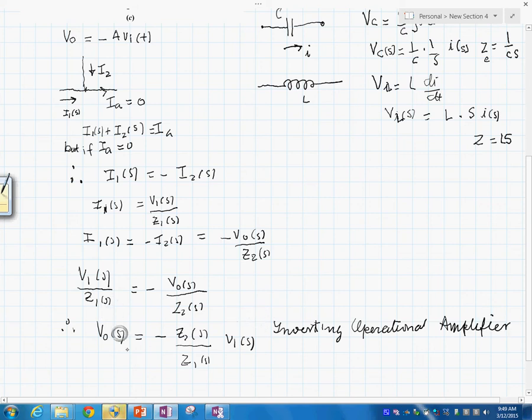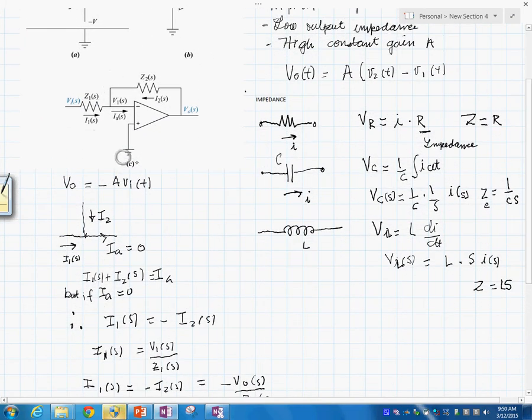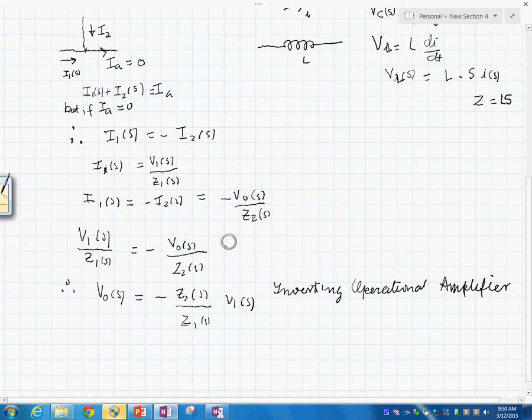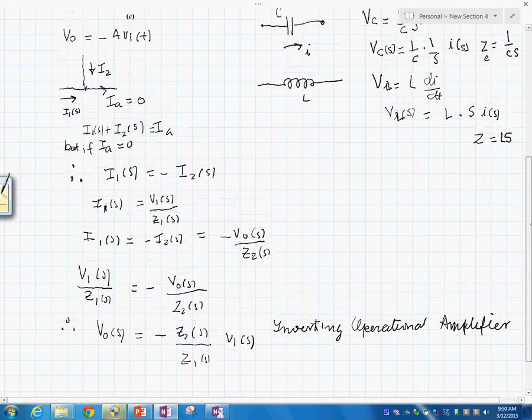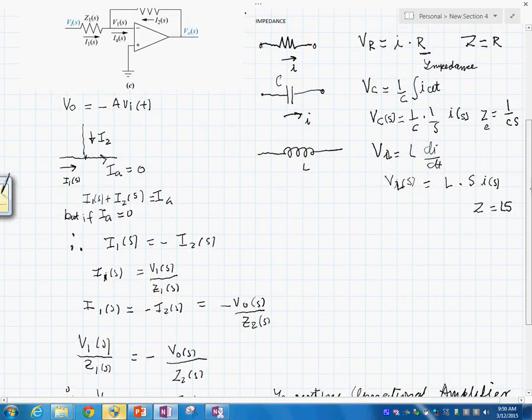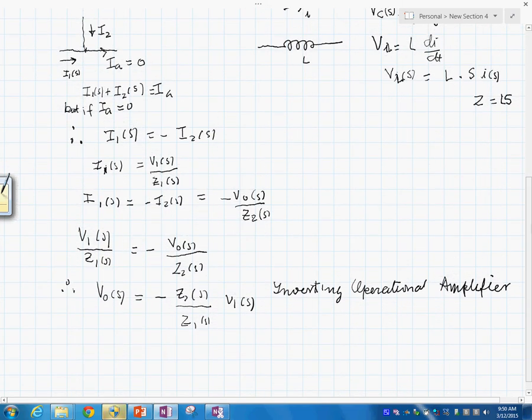So you will see the results for this particular circuit. As you can see, the circuit that we were looking at the top, this one is an inverting operational amplifier. And this equation proves that the output voltage depends on a ratio of the two impedances and the input voltage. That is the definition of this operational amplifier. We call it inverting operational amplifier.